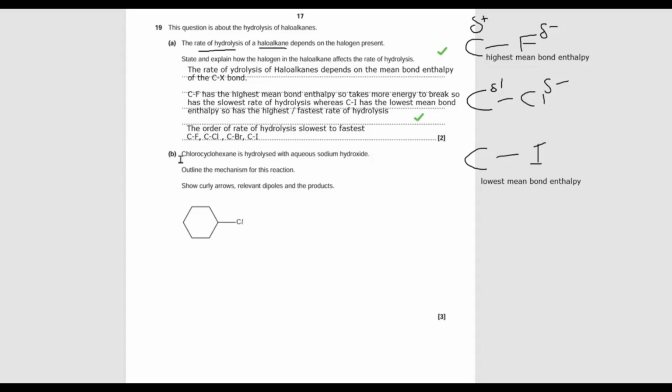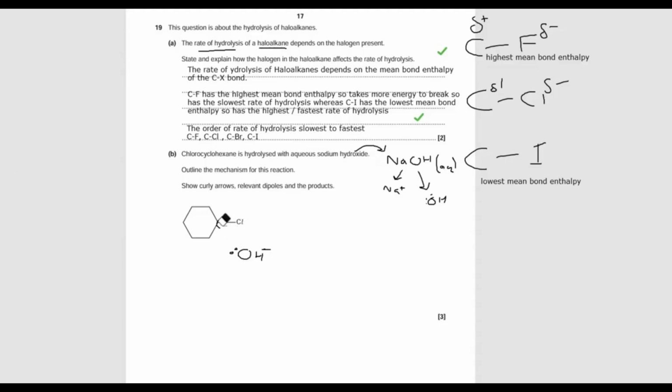Bish bash. Right, now we're going on with chlorocyclohexane is hydrolyzed with aqueous sodium hydroxide, NaOH(aq). Outline the mechanism for this reaction. Obviously, the sodium ions are going to be spectators. Well, they might react with the chlorine afterwards to form sodium chloride. But we've got these hydroxide ions. These are going to be our nucleophile. They're attracted to the positive part. What's positive? Well, it's going to be the delta positive carbon atom.